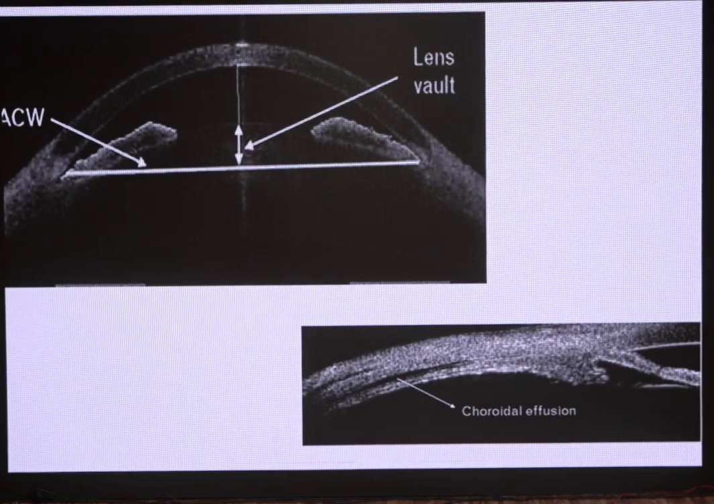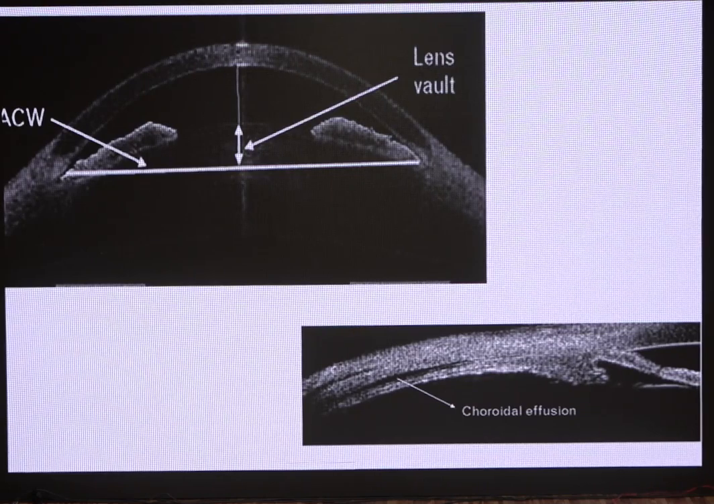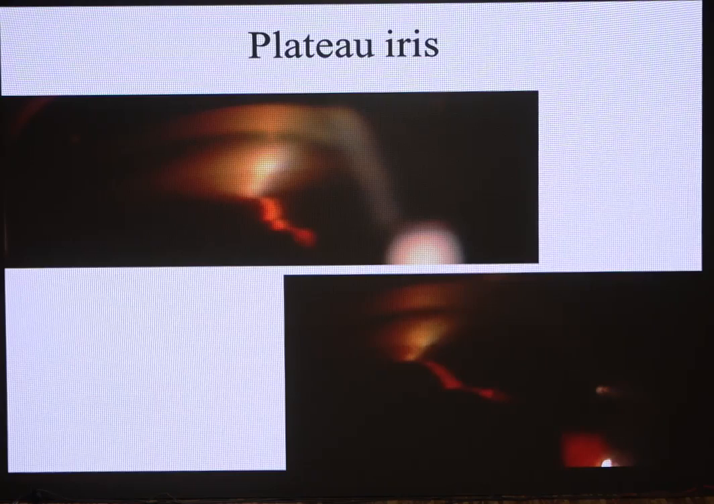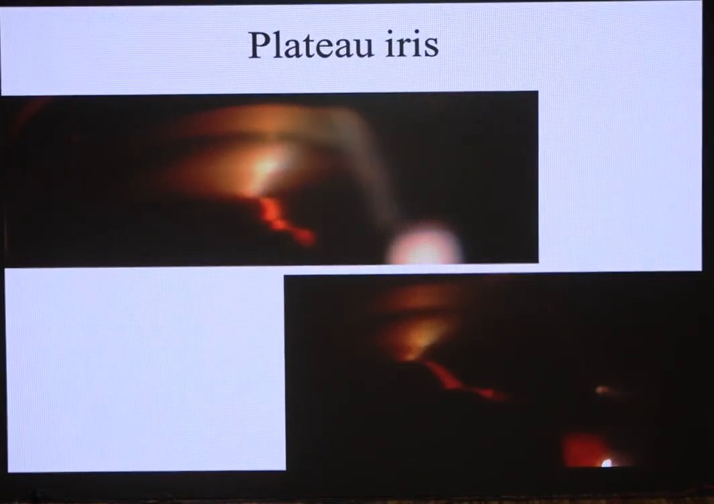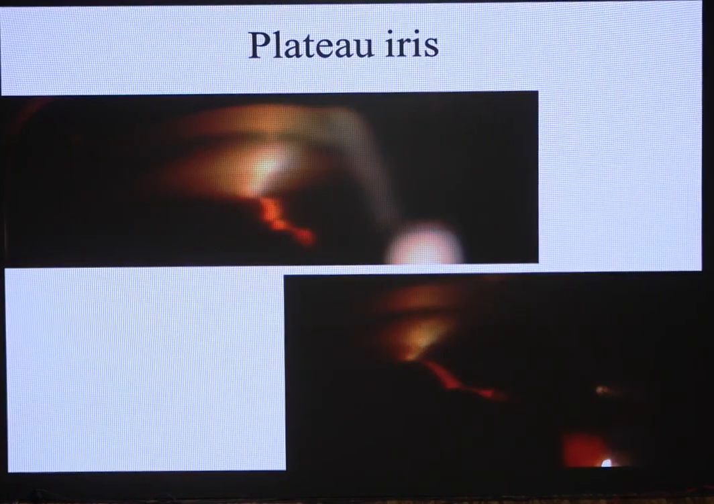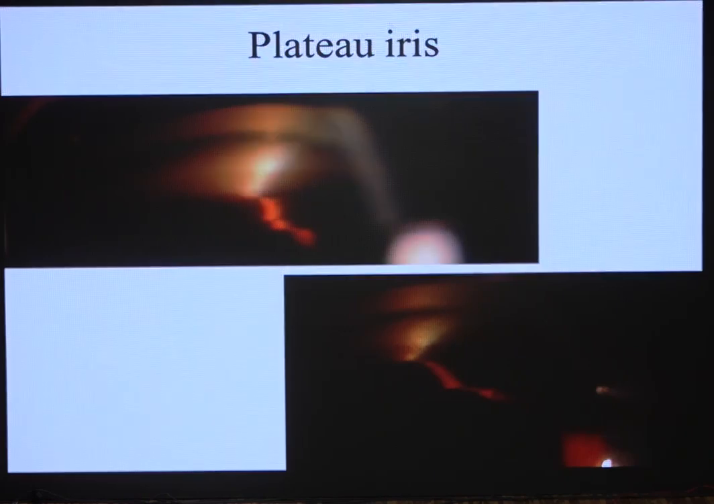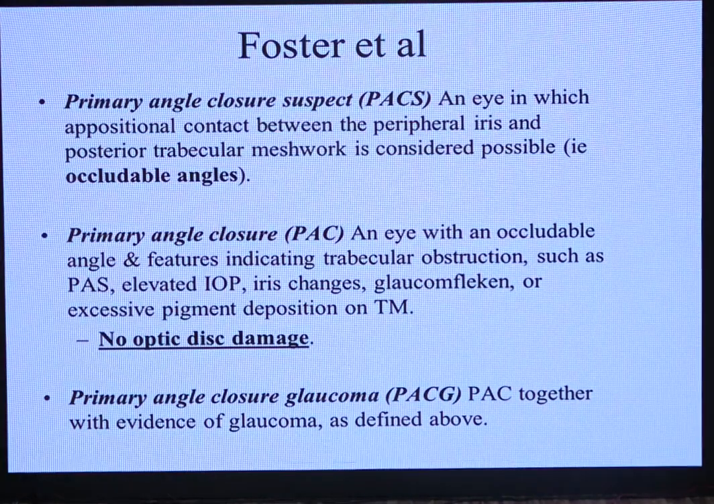There could also be an effusion, or a choroidal thickening in certain cases, which could contribute to the whole iris-lens diaphragm being shifted anteriorly. So apart from pupillary block, the next important mechanism is a plateau iris. In a plateau iris, you can just put in a gonioscope and you can see the sine wave configuration of the iris. That is a plateau iris, which you can pick up as a cause of angle closure.